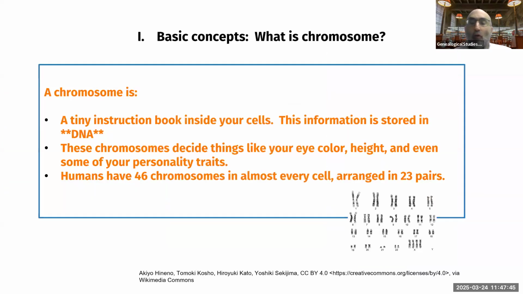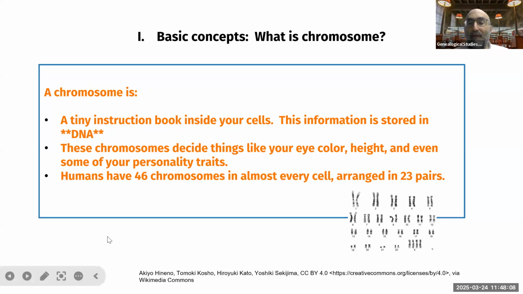So, what is a chromosome? A chromosome is a teeny instruction book inside your cells. This information is stored in DNA. These chromosomes decide things like your eye color, height, and even some of your personality traits. Humans have 46 chromosomes in almost every cell, arranged in 23 pairs.